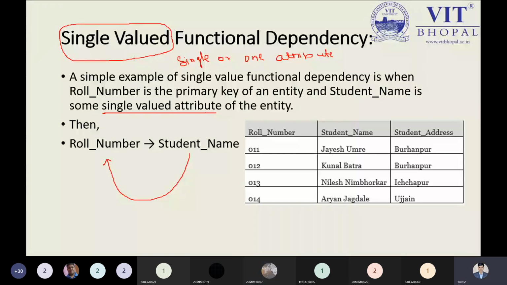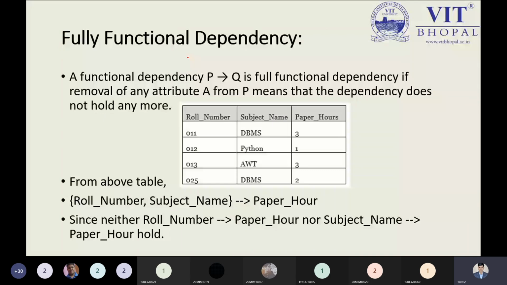Next, we have the full functional dependencies. So let us understand this point right now. A functional dependency P to Q is a full functional dependency if removal of any attribute A from P means the dependency does not hold any more.